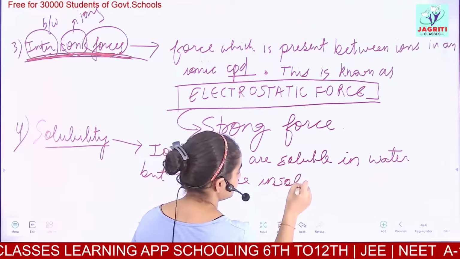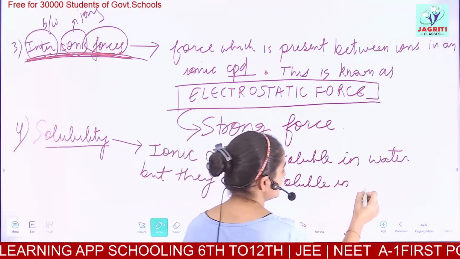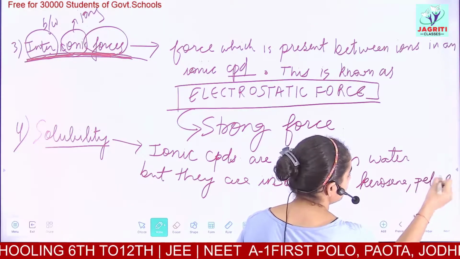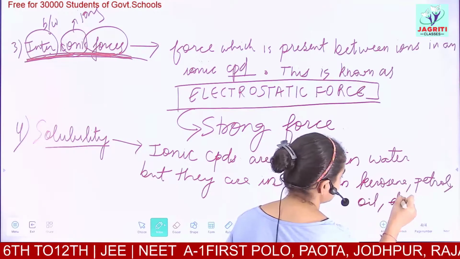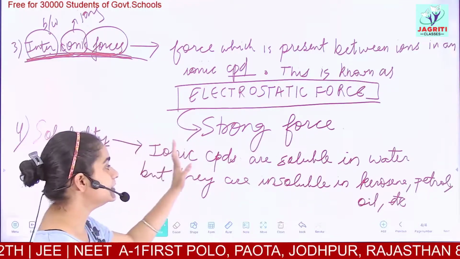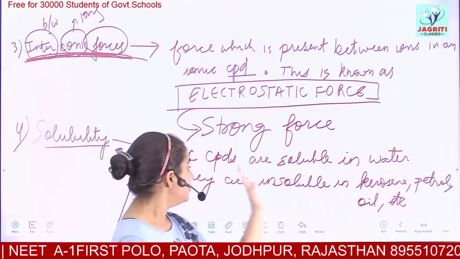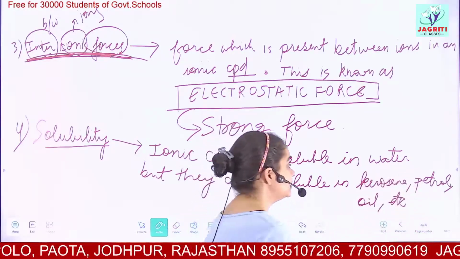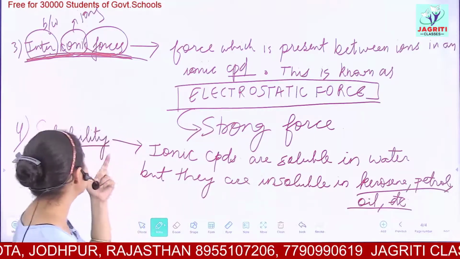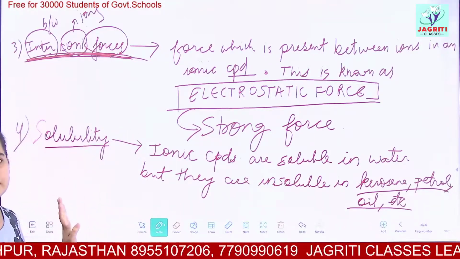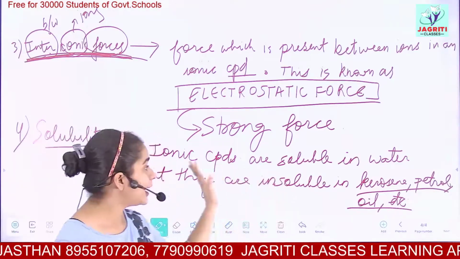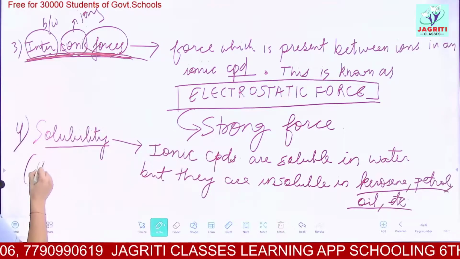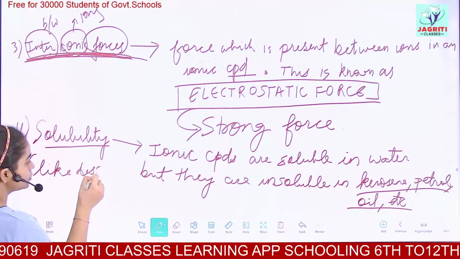insoluble in liquids like kerosene, petrol or oil, etc. Ionic compounds easily dissolve in water and water-like liquids, but they don't dissolve in kerosene, petrol or oil. They are insoluble in such liquids. So this is what you want to know about solubility. We will not go into the reason why these are soluble in water and not in these liquids. You will read a principle later. I am just giving you a hint: like dissolves like.